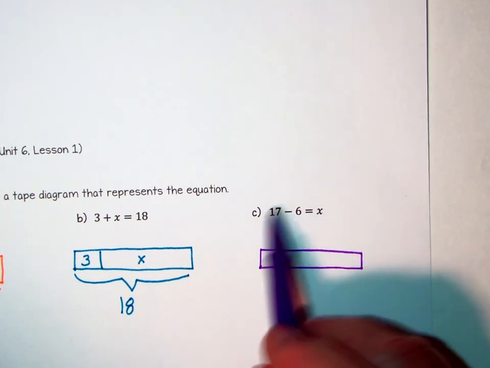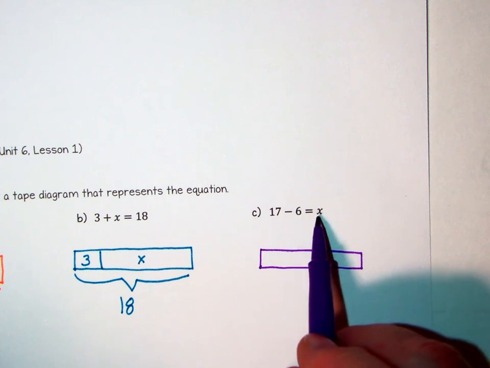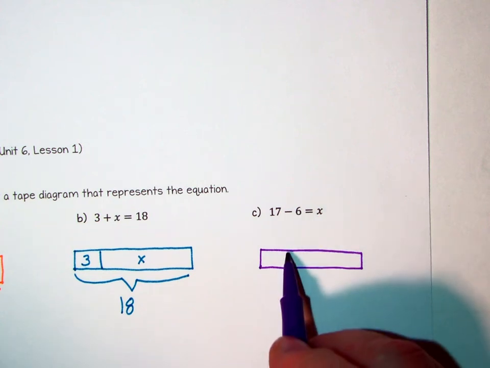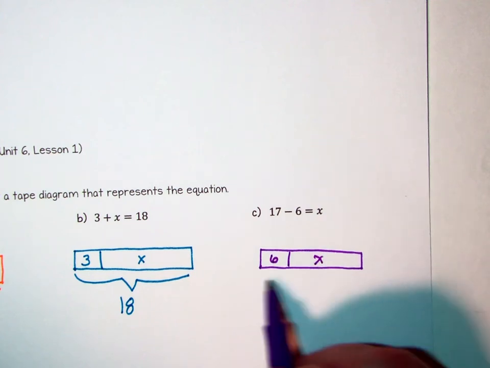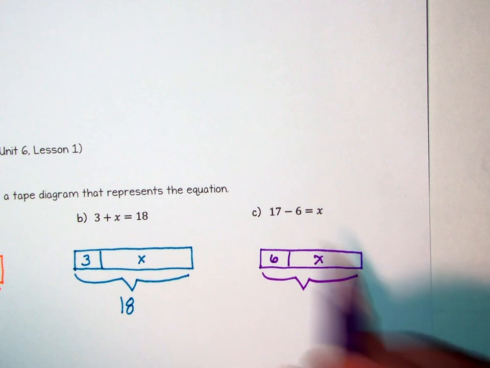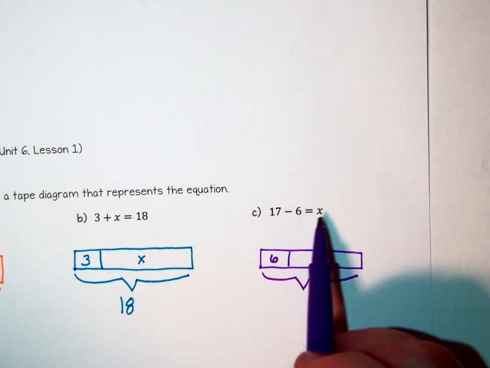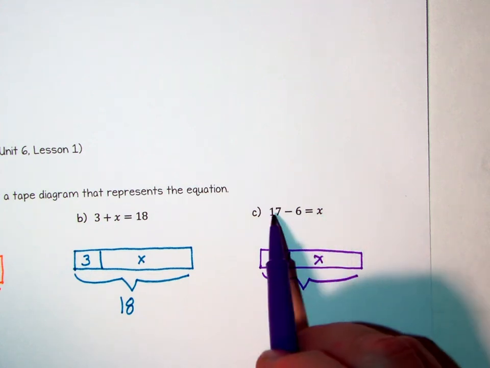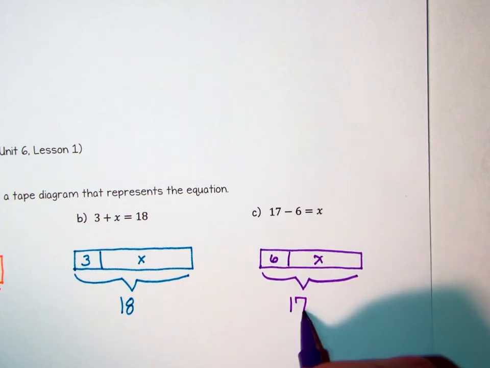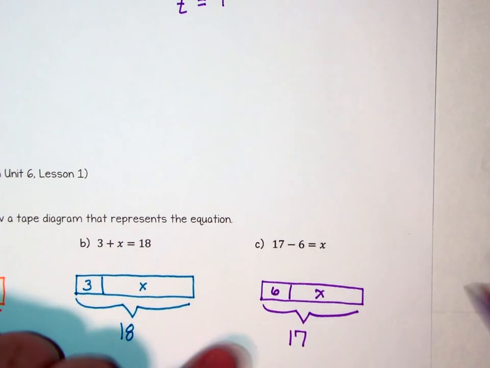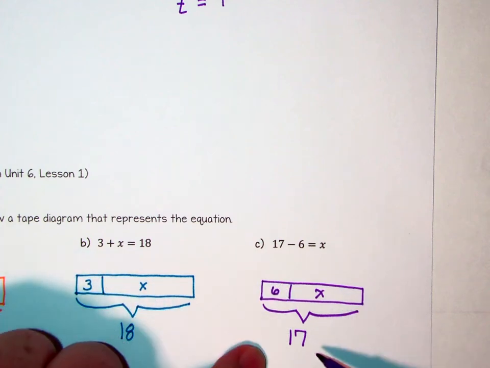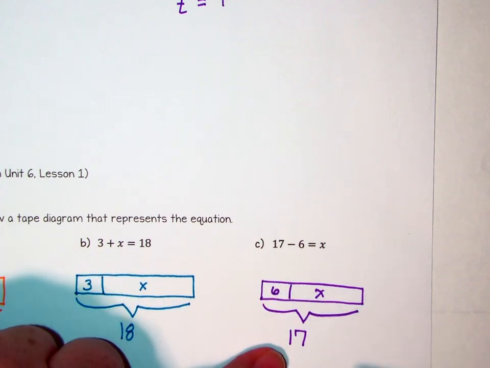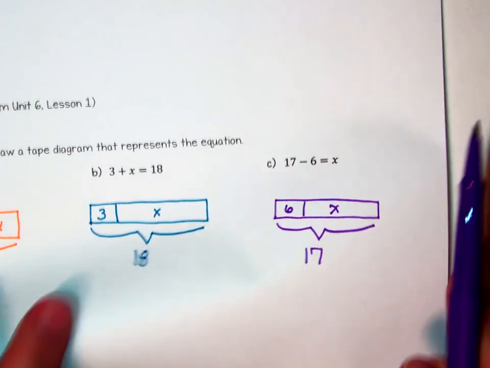And I know if I have 17 and I take away 6, I'm left with X. So I can think, all right, here's my 6, and there's my X, and there's 17, because this tells me if I combine X and 6, I'll be left with 17. So I have 17 and I take away 6, I'm left with X. So 17 minus 6 equals X. Right. It's a little bit tricky.